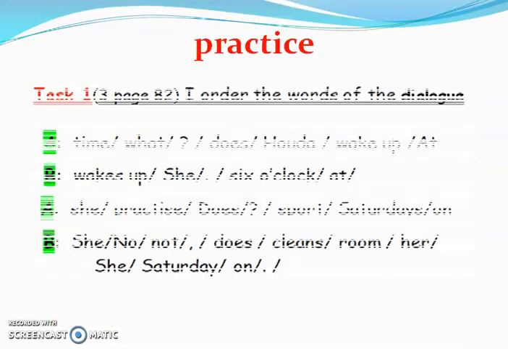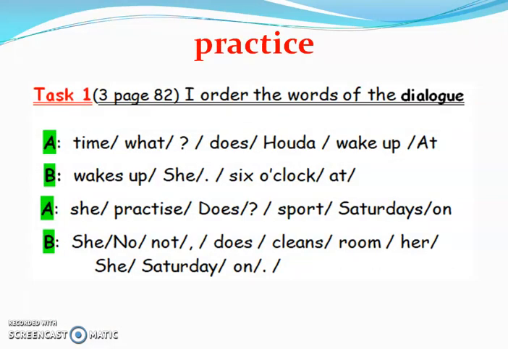In the practice phase, Task 1, learners can work on their books. They are asked to order the words of the dialogue. The task is on page 82, number 3.